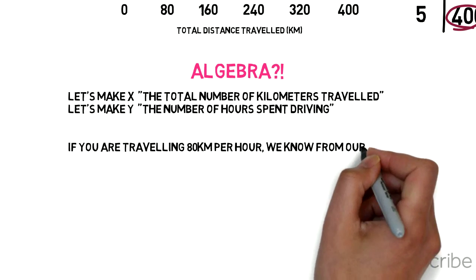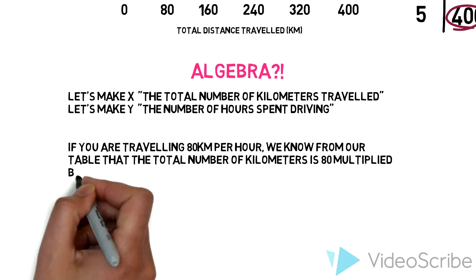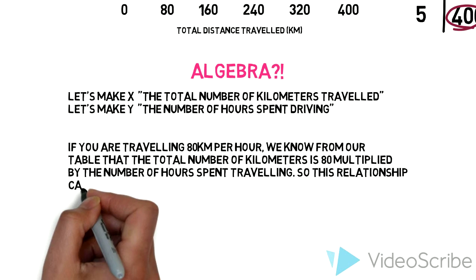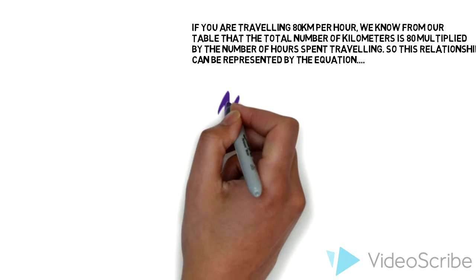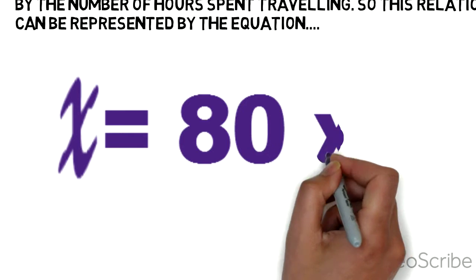So if you are traveling 80 kilometers per hour, we know from our table that the total number of kilometers traveled is 80, multiplied by the number of hours spent traveling. So this relationship can be represented by the equation x equals 80 times y.